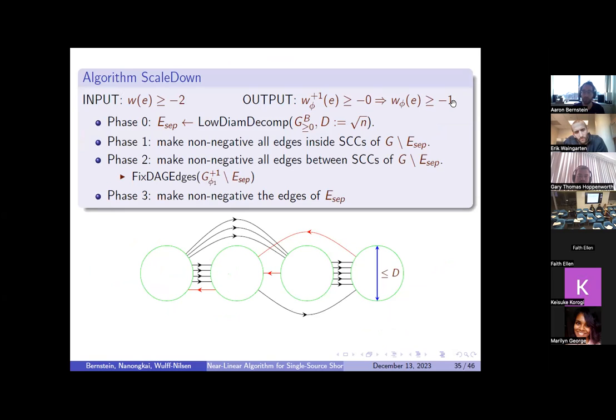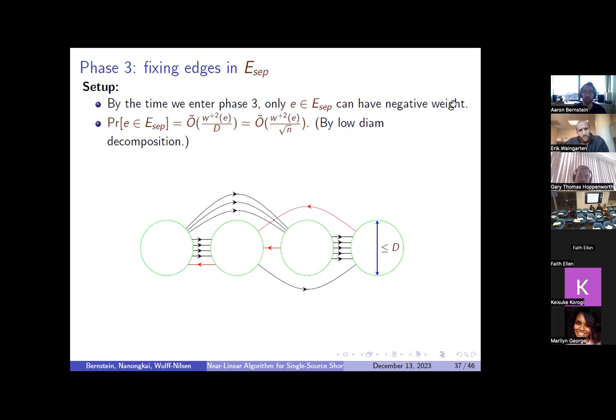So now we're at phase 3. We now have a graph where the only negative edges remaining are the red edges. So we take that graph, and now we want to find a price function that fixes these red edges. And here's how to do that.